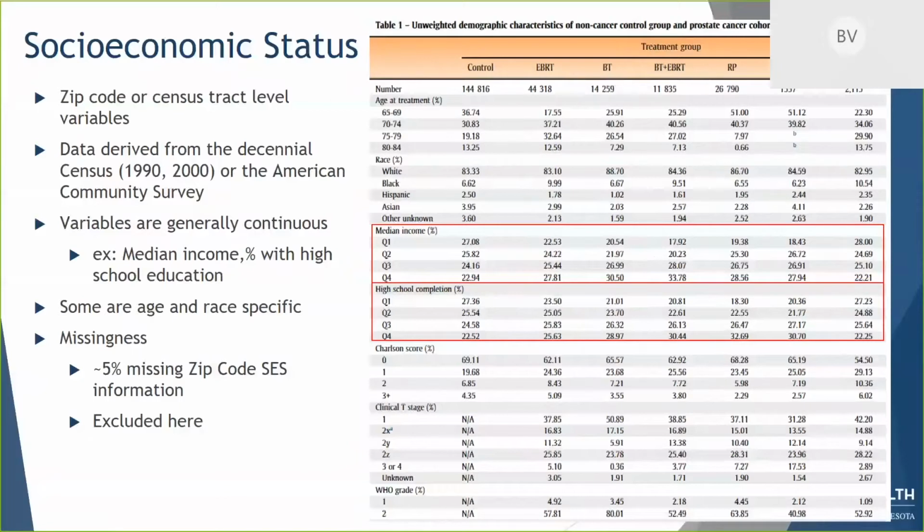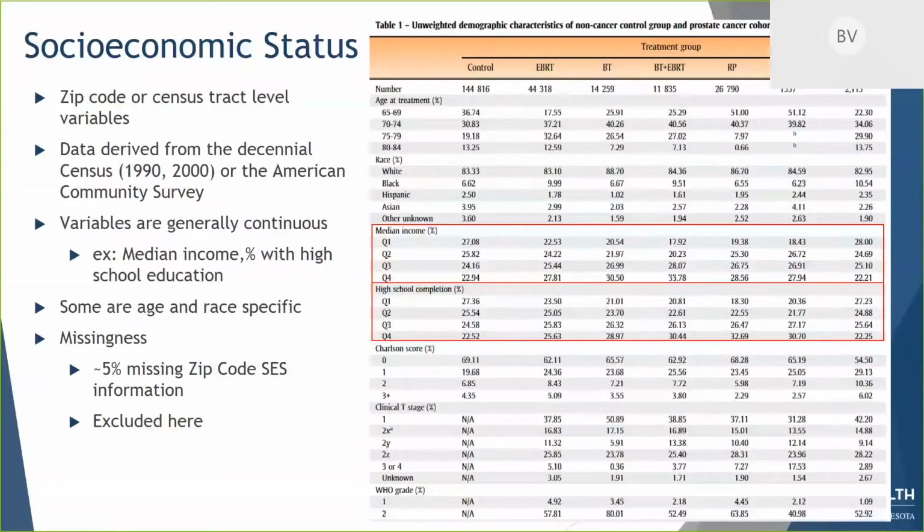The data are derived from the decennial census or the American Community Survey. So the decennial census is obviously every 10 years. The American Community Survey is fielded more often, and you can find links to both of those, so you may want to choose between those depending on when your cases are defined from. The variables are generally continuous, so median income is a continuous variable, percent with high school education is continuous, and you can even find age and race specific, so you can say within this zip code, everybody over 65, what is the percent of high school education?